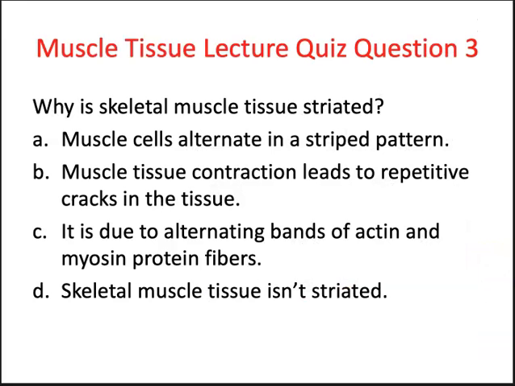This is the muscle tissue lecture quiz. Question 3. Why is skeletal muscle tissue striated? A. Muscle cells alternate in a striped pattern. B. Muscle tissue contraction leads to repetitive cracks in the tissue. C. It is due to alternating bands of actin and myosin protein fibers. Or D. Skeletal muscle tissue isn't striated. Go ahead and pause the video here while you write down your answer.